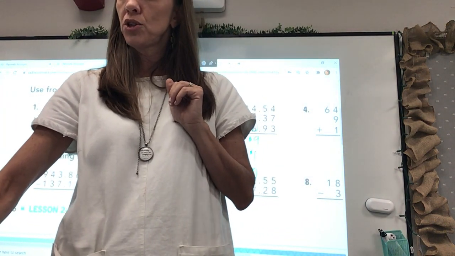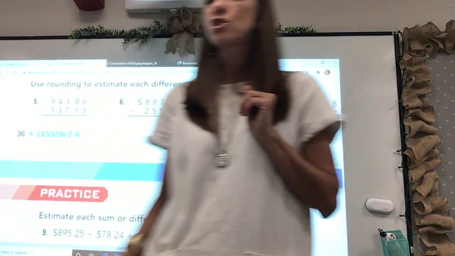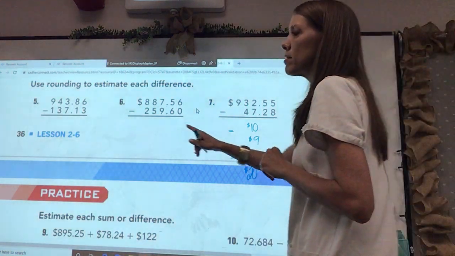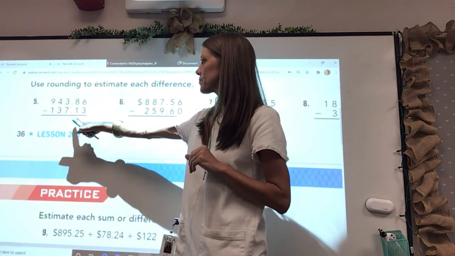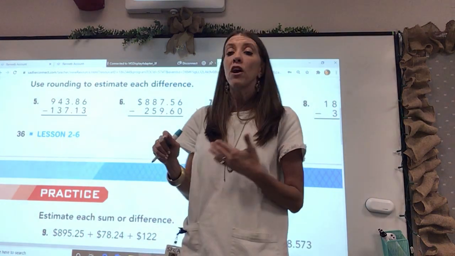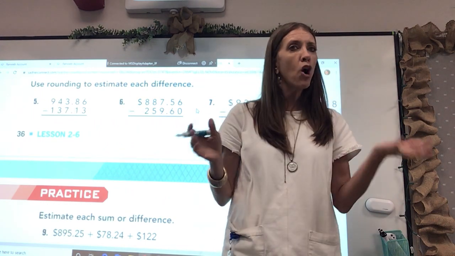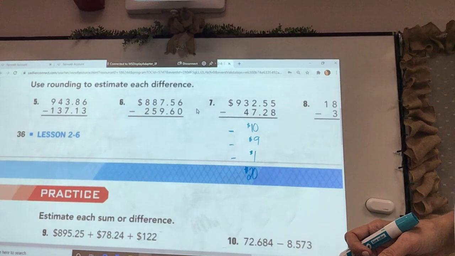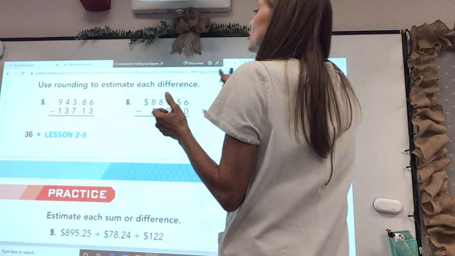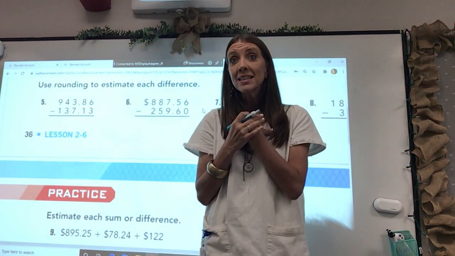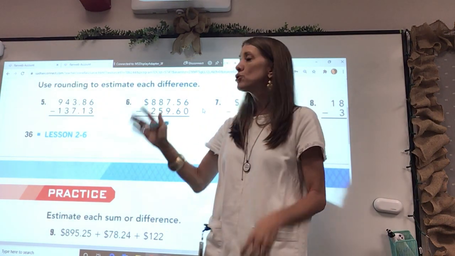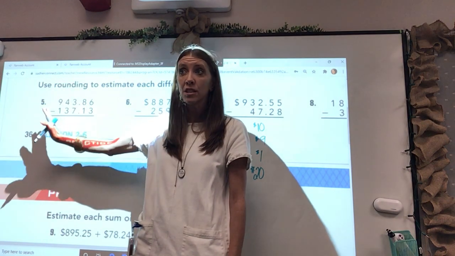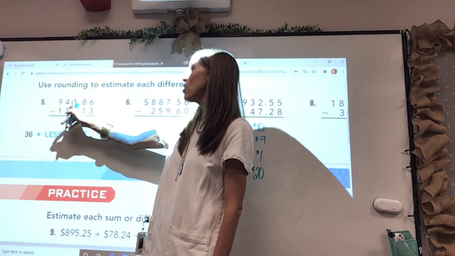I want us to use rounding to estimate the difference of these problems, all right? So let's start here with number 5. We're going to round to estimate. When you are rounding, how do you know what place to round to? It didn't give an exact instruction. For my sake, what I would like you to do is to round to the furthest spot. Make it the easiest for yourself rather than rounding even to the nearest ones, tens.